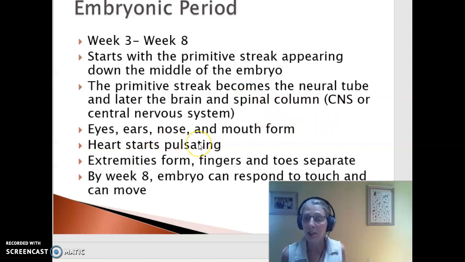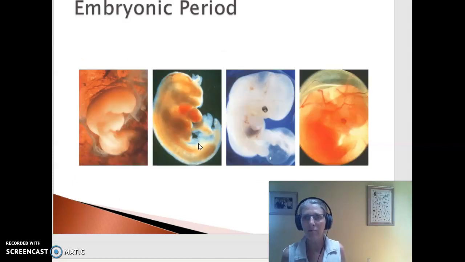The heart actually starts pulsating. We'll have fingers and toes. The embryo can respond to touch. It can move around a bit. So a lot going on during the embryonic period.